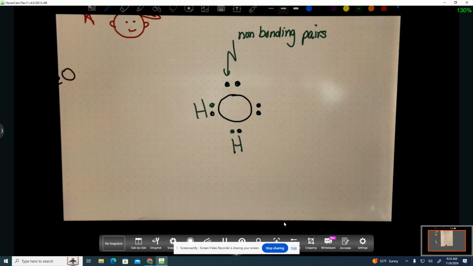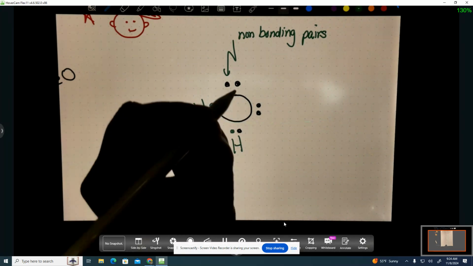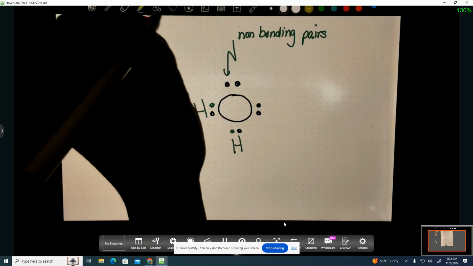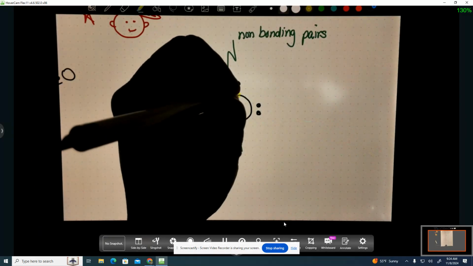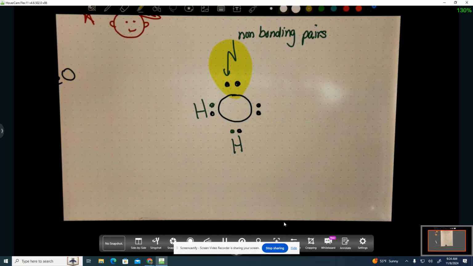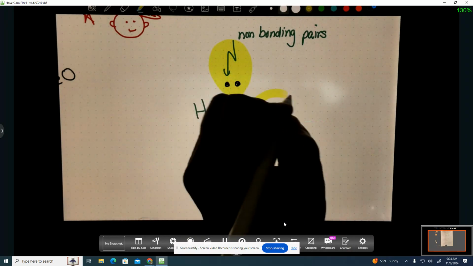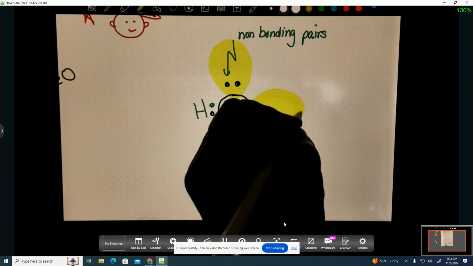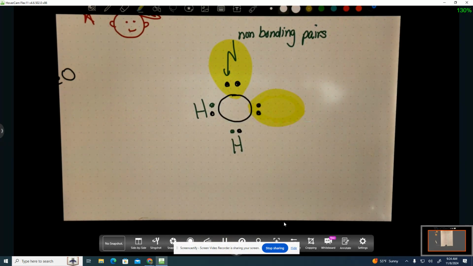They're electrons that are not forming a bond. There's nothing over here. Sometimes you're going to see them, like on the little video we're going to do next week, as a teardrop shape. It's taking up space, but there's no atom over there. And the same thing is happening here. It's taking up space, but there's no atom there.